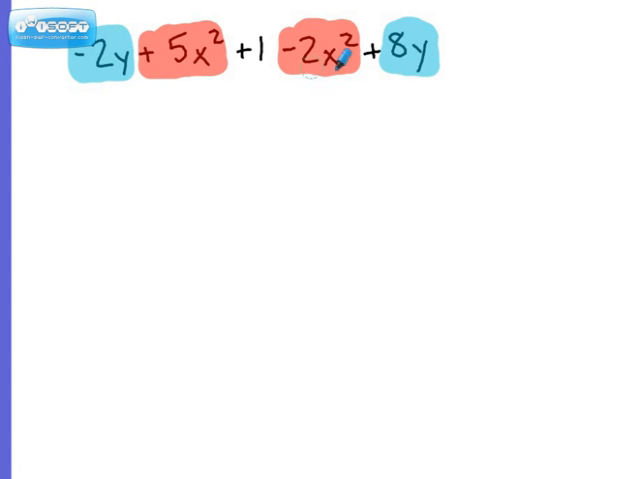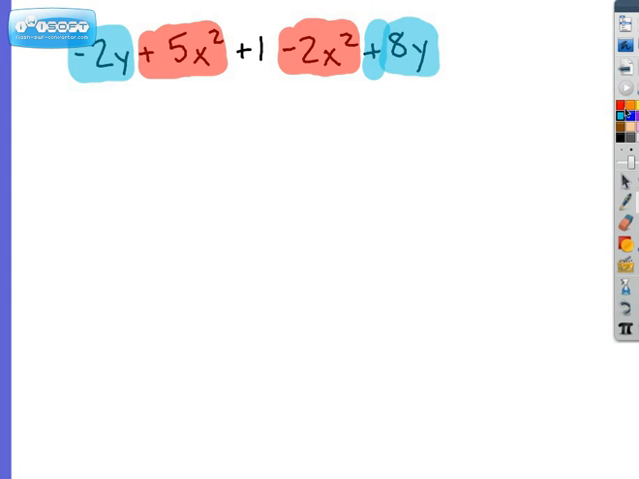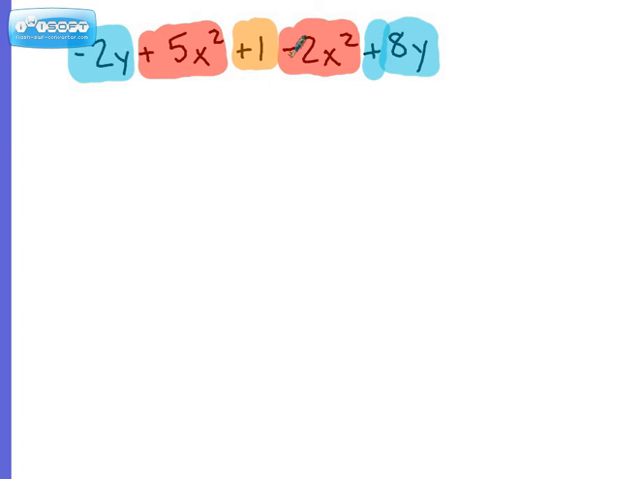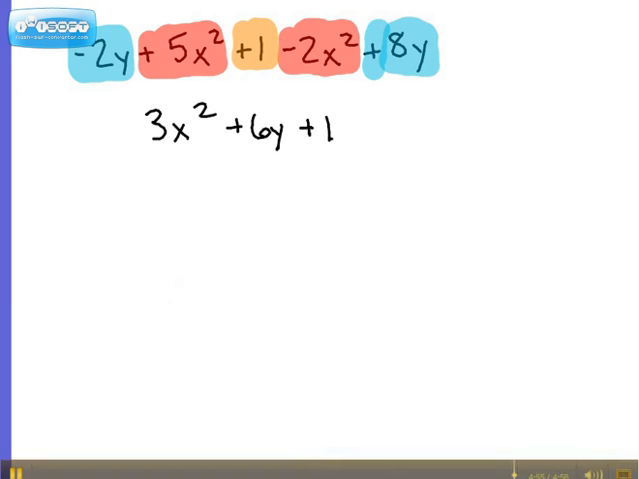Notice that I take the sign with it. That's important. The sign is important when dealing with the numbers. So 5x squared minus 2x squared, because if I didn't have that minus sign in there, I might say it's 5x squared and then plus 2x squared, so it's 7x squared. No, 5 minus 2, so you get 3x squared. Negative 2y plus 8y is 6y, and then just a regular old plus 1 left over. That's combining like terms.